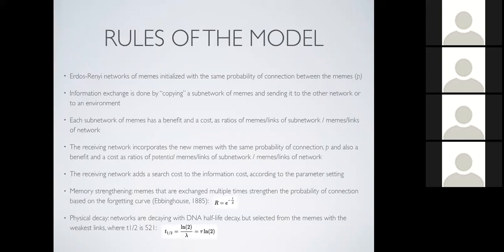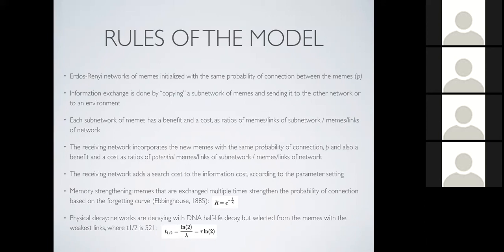The receiving network incorporates the new memes with the same probability of connection. The receiving network adds a search cost, but it's parameterized, so we can explore scenarios where we have a higher search cost or maybe a search cost that is zero, which means that you're just sitting and information comes to you, right?